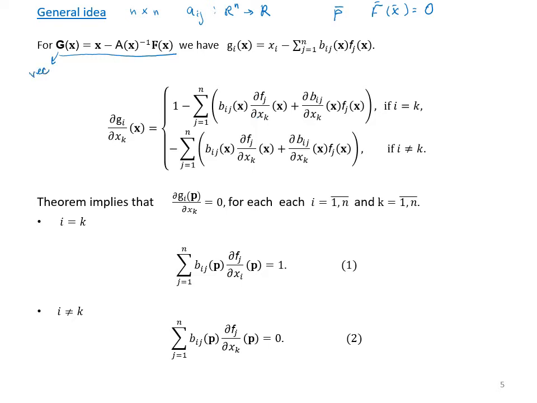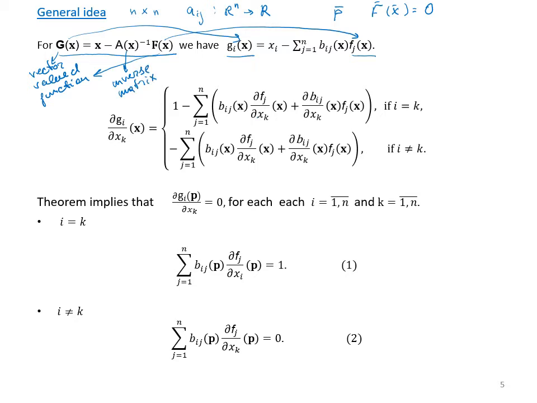This function g is a vector-valued function. And we can rewrite this vector form in a component form. So functions g_i are component functions for function g. We also have function f, which is also a vector-valued function, and functions f_i are component functions for function f. We also have here the inverse matrix, and b_ij are components of this matrix.